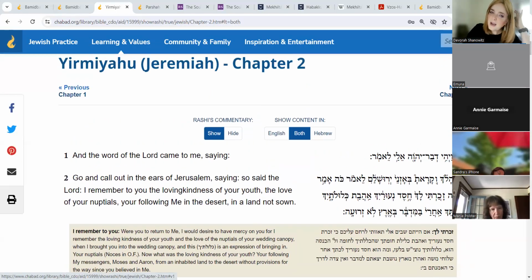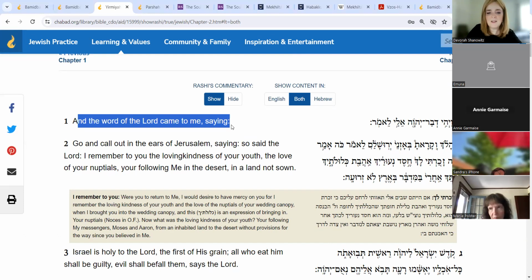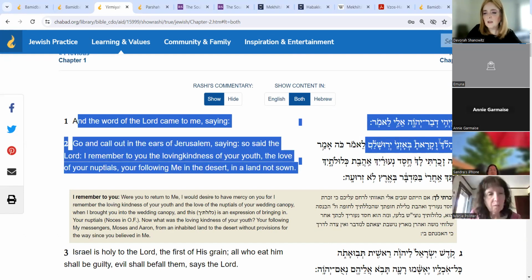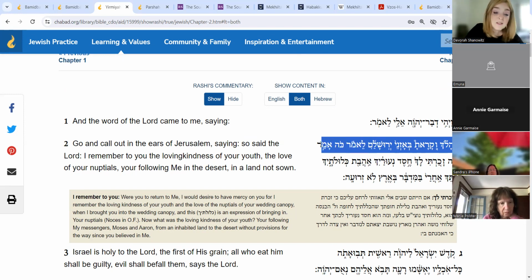This is chapter 2 of Jeremiah, and it's a prophecy. It says, "Vayihi dvar Hashem elai lemor." The word of God came to me, and He said the following. "Haloch ukarasa ba'azne Yerushalayim." Go and speak to the ears of Jerusalem, to the people of Jerusalem, maybe even to the city of Jerusalem, maybe to the energy of Jerusalem. "Koh amar Hashem," so says God.